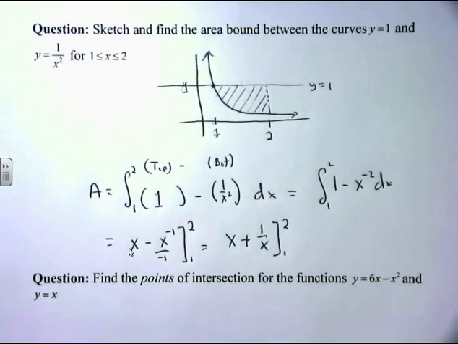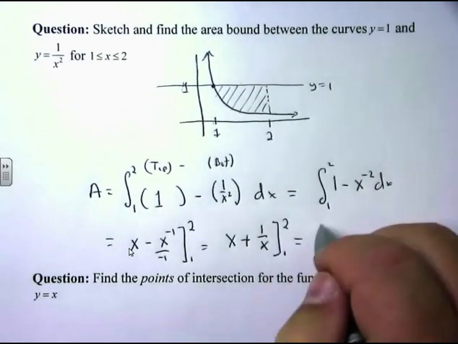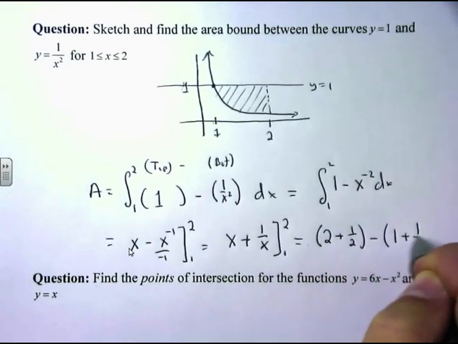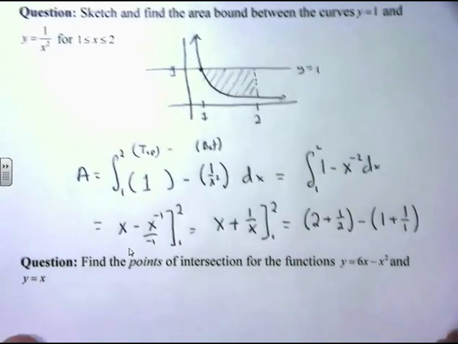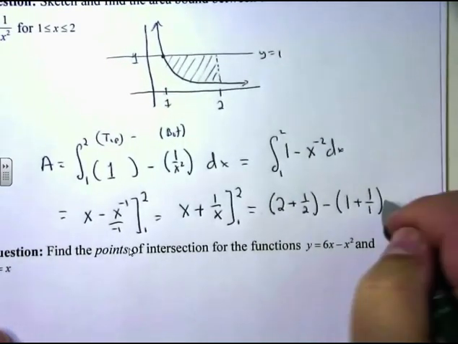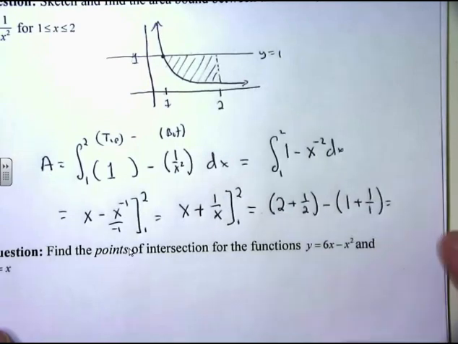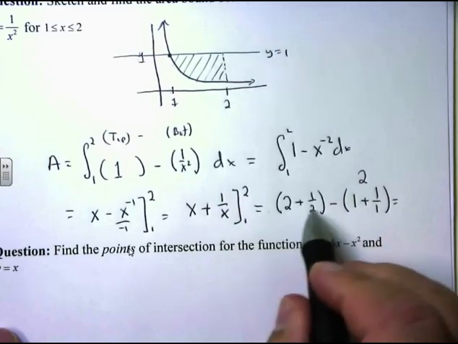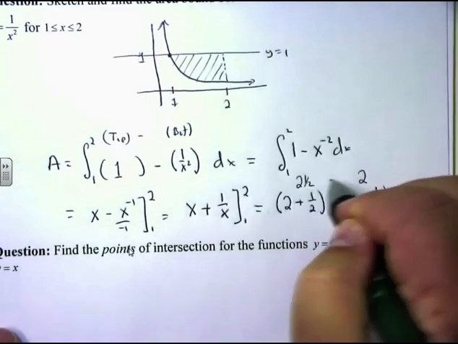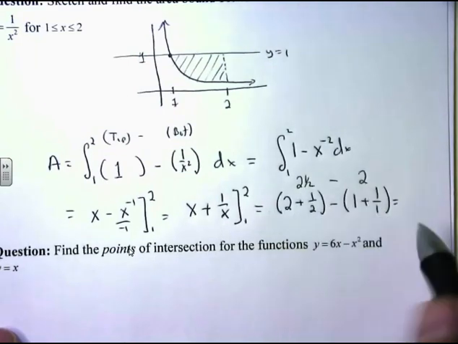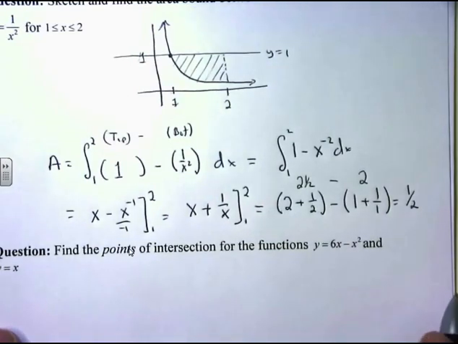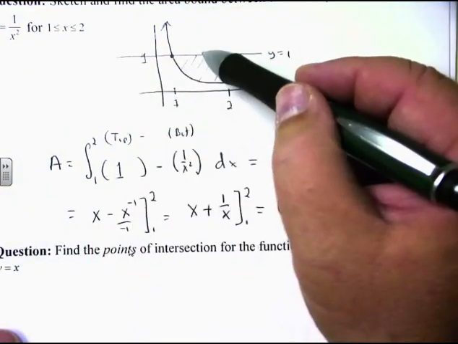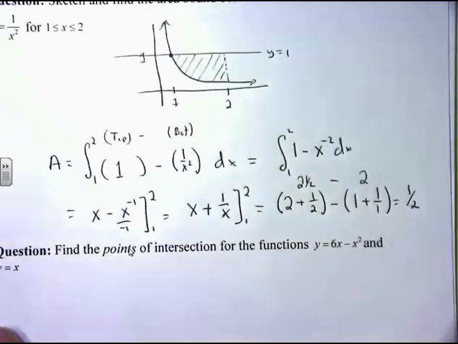And then according to the rules, you plug in top minus plug in bottom. So this would be 2 plus 1 over 2 minus 1 plus 1 over 1. Cleaning this guy up, 1 over 1 is 1, 1 plus 1 is 2. This is 2, and this is 2 plus a half, which is 2 and a half. I'll just write it like this because I'm subtracting it: 2 and a half minus 2. This leaves me with a half. And so the area bounded between these two curves, between y equals 1 and y equals 1 over x squared in this particular region, is 1 half.